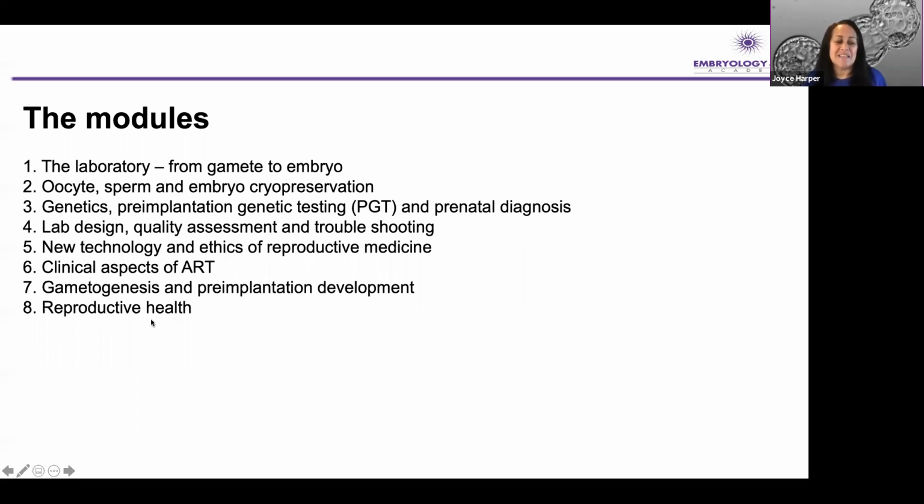And then this module that I'm talking about today is module 6, the clinical aspects of ART. And then we'll go on to module 7, which is some real basic science, gametogenesis and pre-implantation development, and then finishing off with quite a clinical module on reproductive health. So 2 of the modules are very lab-based, module 1 and module 4, closely followed by module 2, the cryo module. It is quite heavy science, but I think anyone could take module 3, 4, 5, 6 or 7. They're much lighter modules without sort of hardcore lab talks being involved.